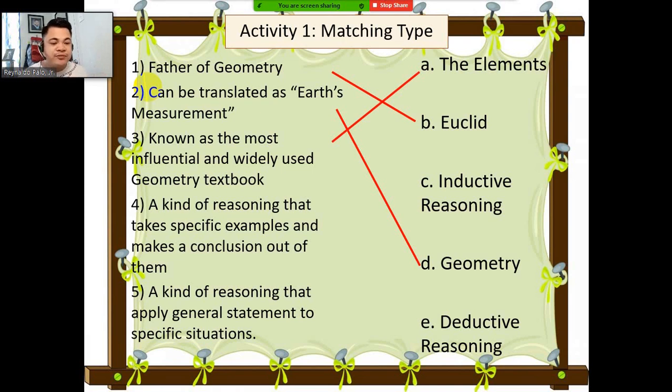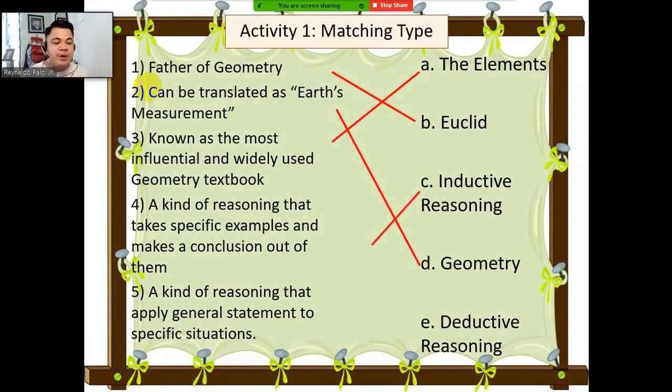Alright, so number four, it is a kind of reasoning that takes specific examples and makes a conclusion out of them. If we simplify the definition, it means from specific to general. You're not going to deduce something, but you will take specific situations or statements to general. You will generalize them. So the answer here is inductive reasoning.